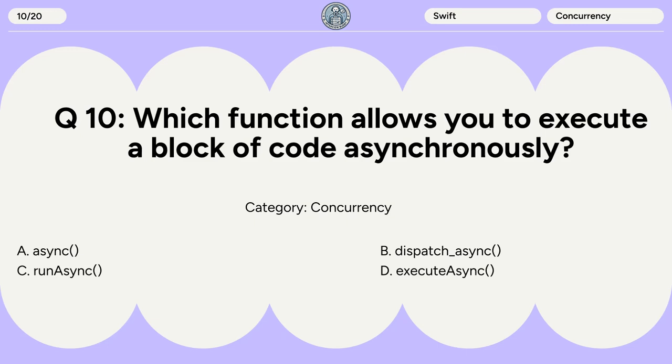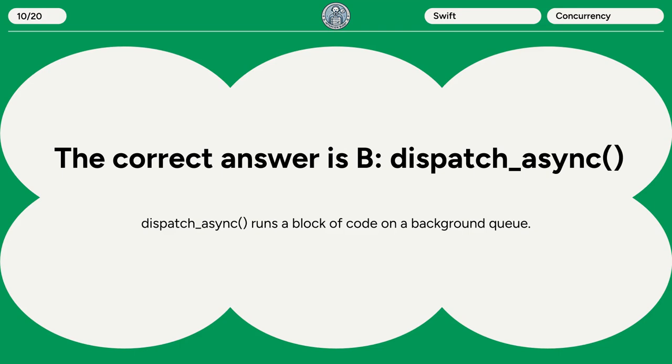Question 10. Which function allows you to execute a block of code asynchronously? A. Async. B. Dispatch_async. C. Run async. D. Execute async. The correct answer is B. Dispatch_async. Dispatch_async runs a block of code on a background queue.